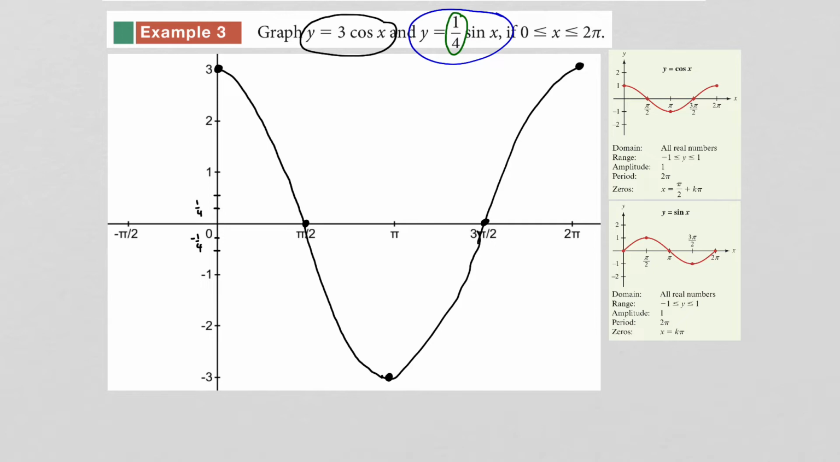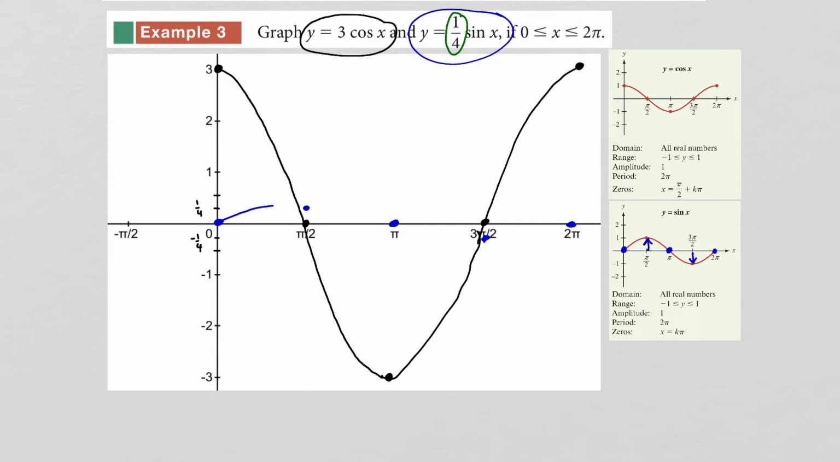So again, what does sine look like? Well, think about the 5 important points here. It starts at the origin, and it's going to be on the x-axis at those 3 values. So that's going to be here, here, and here. And then halfway in between these values, you're going to have your high point and your low point. And your high point is going to be 1/4, which is right there. And your low point is going to be -1/4.